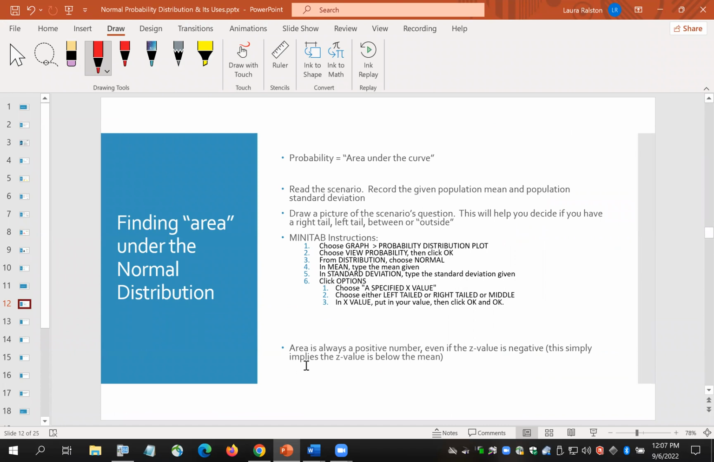One other side note, remember that we're finding an area. That area corresponds to a probability, and probabilities are never, ever negative. Now, you may have a Z value or an X value that's negative, but that simply implies that you're below the mean. So just be careful about that. The area corresponds to a probability, and probability is always and forever positive.